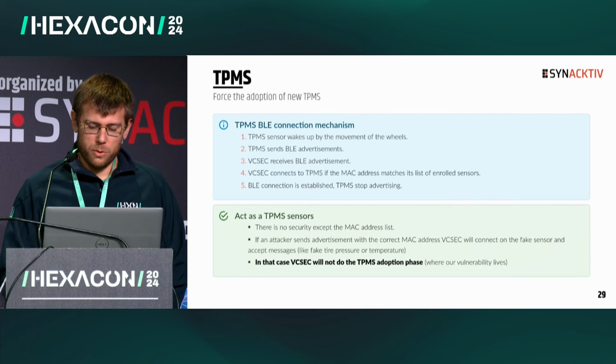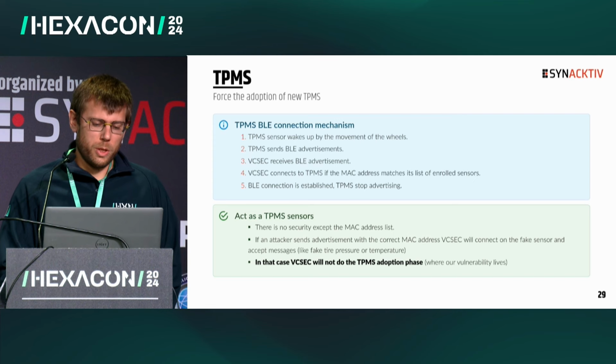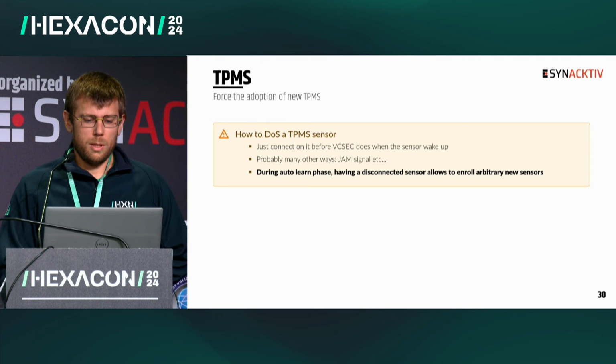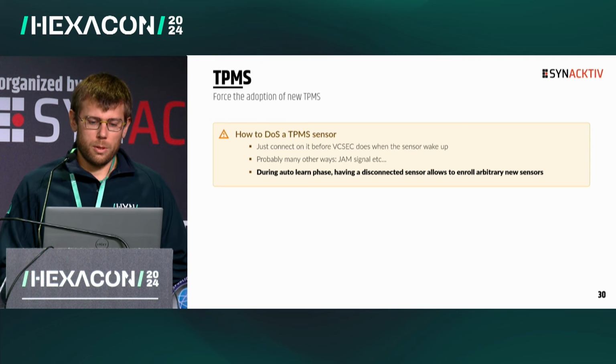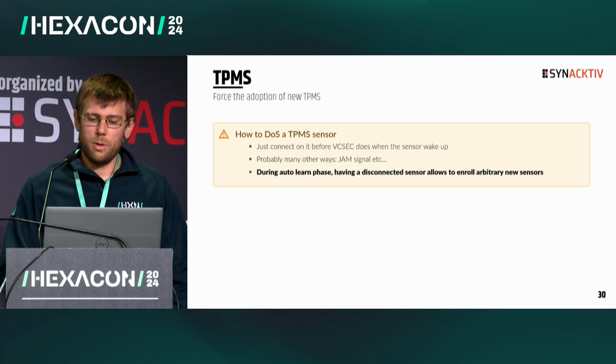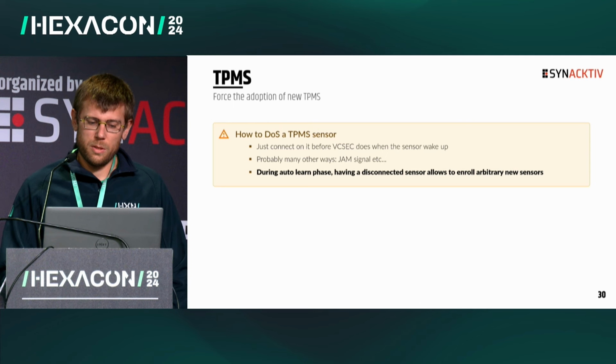As you see, there is no security to act as a TPMS sensor. You only need to know the MAC address, but we need adoption messages to trigger the vulnerability. We thought that if VCSEC connects to the sensor, the sensor stops its advertisement. So if we manage to connect to the sensor before VCSEC does, the connection between VCSEC and the sensor cannot be established, and we have a disconnected state for this sensor. This is a race. We need to be quicker than VCSEC.